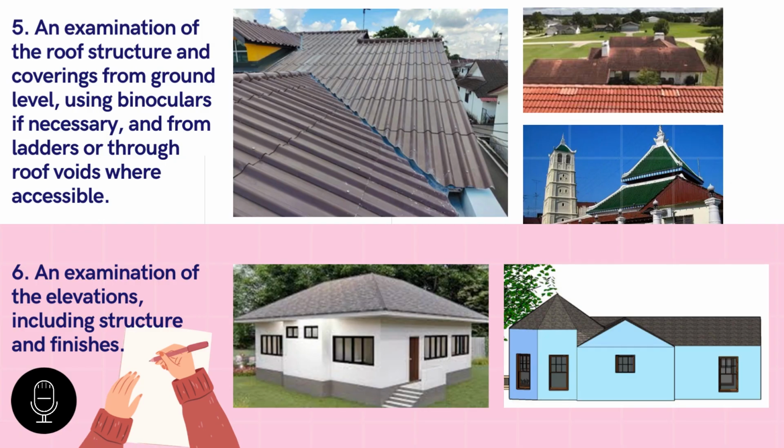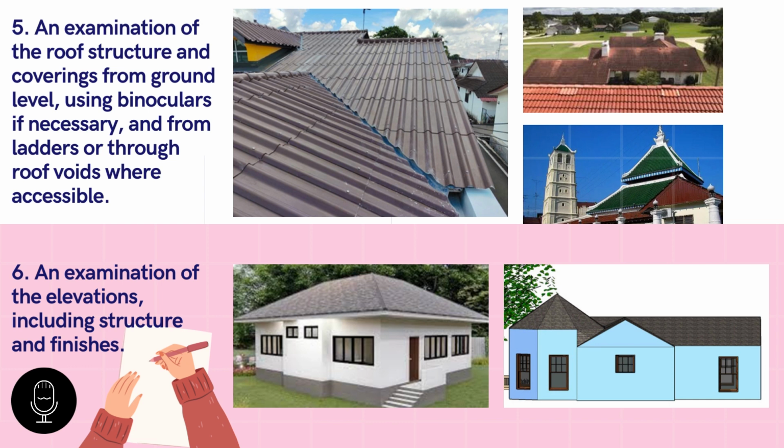Number 5 is an examination of the roof structures and coverings from ground level. We need to use binoculars if necessary, and from ladders or through roof voids where accessible. Here, pay attention to slipped, cracked or laminated tiles and other signs of deterioration. The conditions of hip and ridge tiles are checked, especially the bedding mortar.